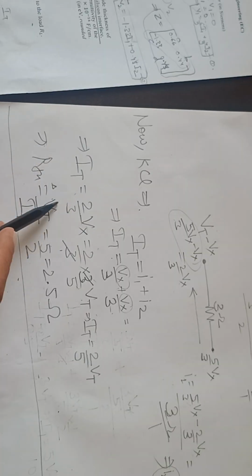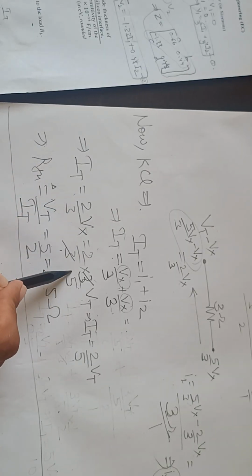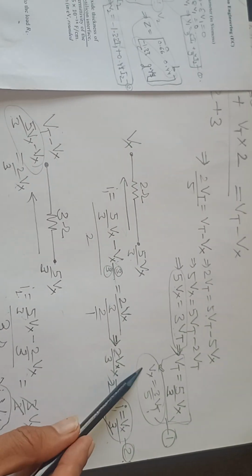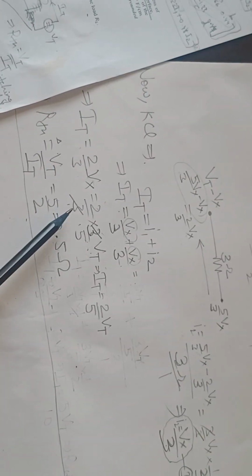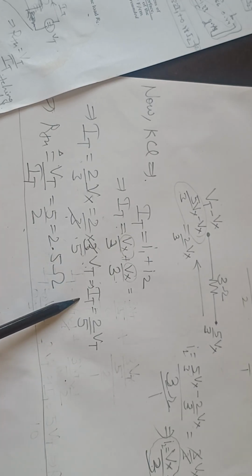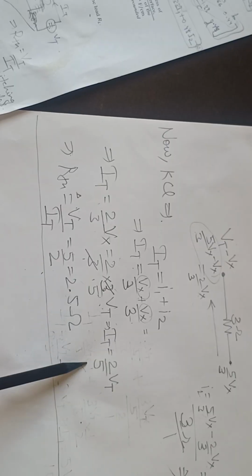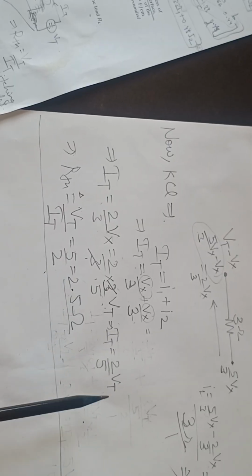So I total is equal to 2 by 3 Vx. Since we want Vt upon It, we need to convert this Vx into Vt, which is basically Vt is 5 by 3 Vx, and Vx is 3 by 5 Vt. So I total is 2 by 5 Vt. Okay, so Vt upon It is 5 by 2, so 2.5 ohm. So RTH is basically 2.5 ohm.